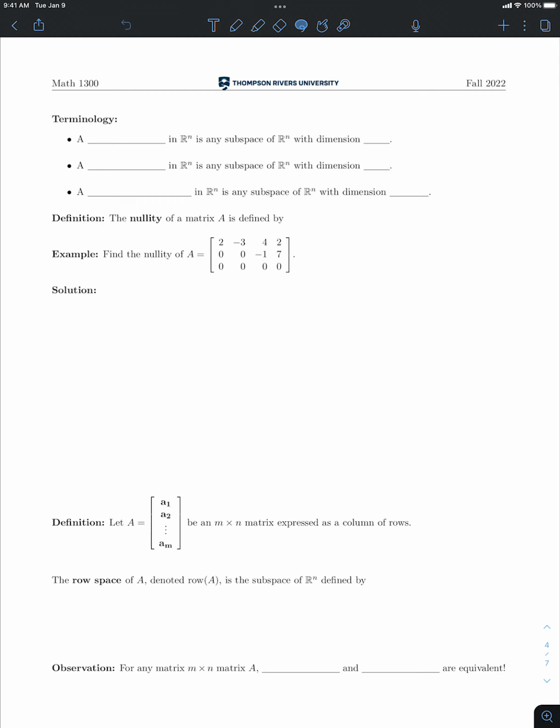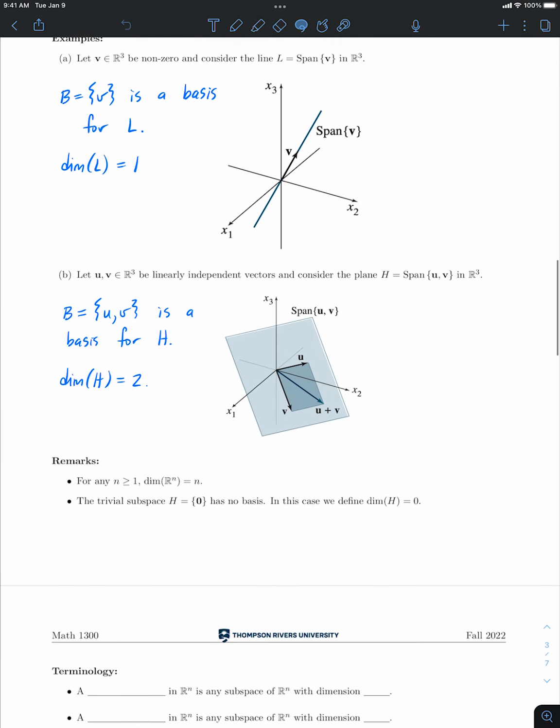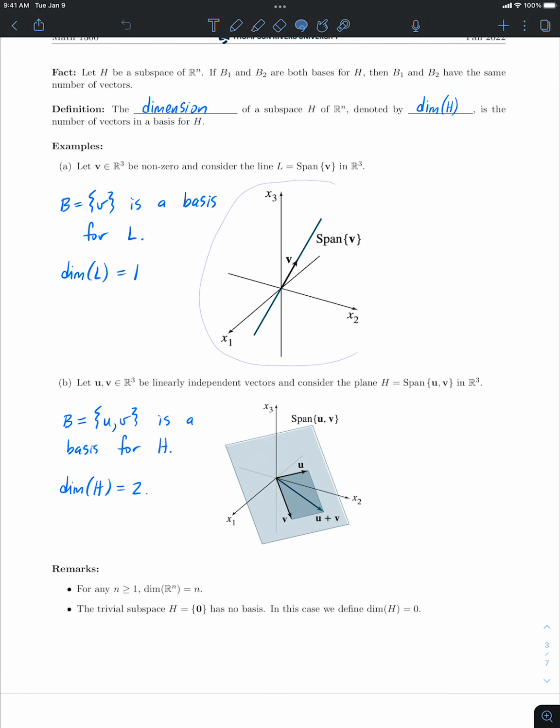So now we're in a position to generalize the idea of lines and planes into higher dimensions. And that might sound mysterious, but there's nothing magical going on. If you think about it, I'll just pop back up to this example. Here we've got a line in R3.